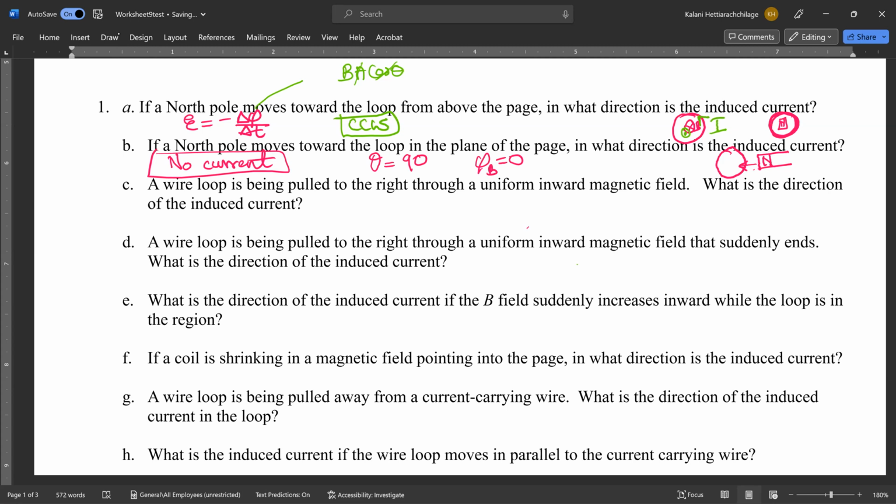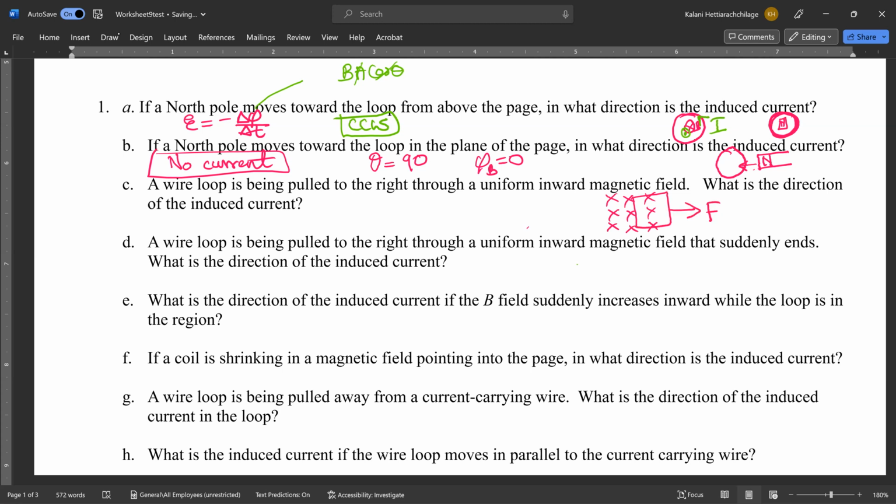Okay, so now let's move into the next one. A wire loop is being pulled to the right through a uniform inward magnetic field. So you have a uniform inward magnetic field, right? So you have a loop that you're going to pull to the right, through the uniform inward magnetic field. You're going to pull it to the right. So you have a loop here, you're going to pull it to the right.